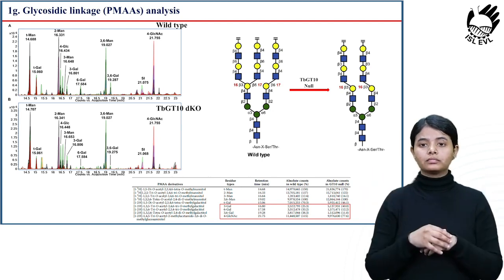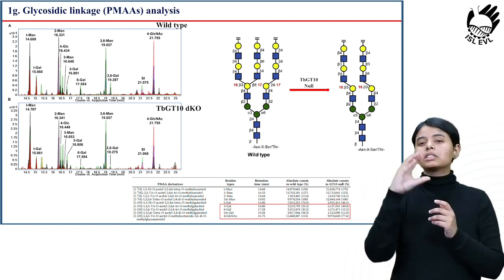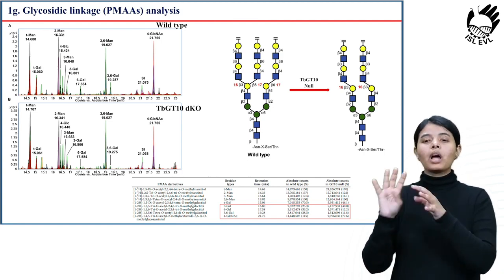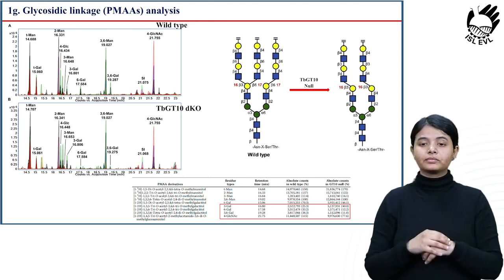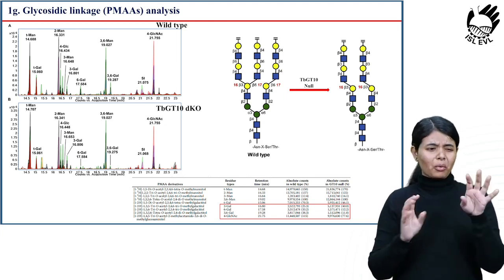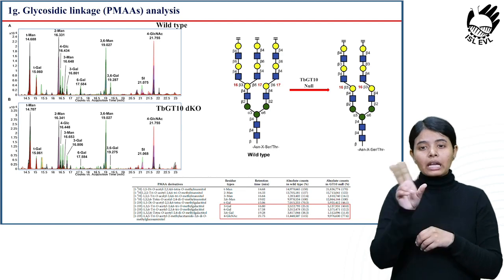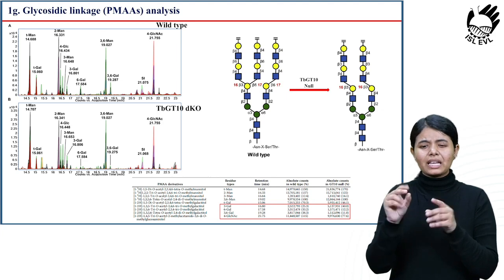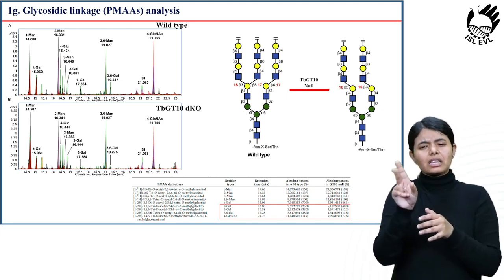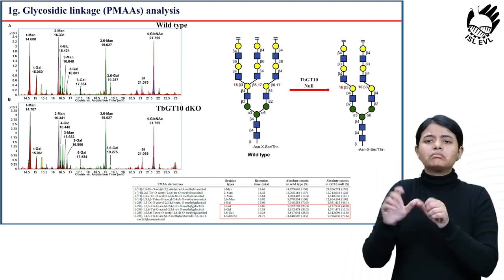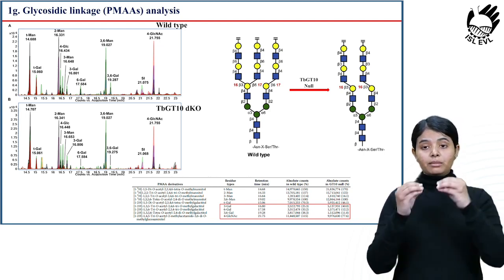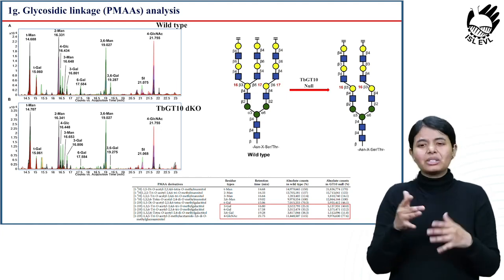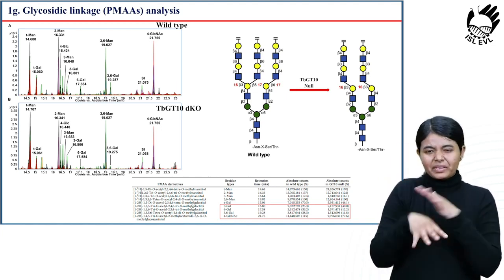And less of 3,6 gal in the knockout sample again suggests that there is no branching happening in the TBGT10 knockout cells. Or I won't say no, but the branching is highly reduced in the knockout cells. Means the branching point where you have one arm at the 3 position, one arm at the 6 position, and then these arms can be further branched into 2, and that's how you get a lot of polylactosamine repeats in the complex N glycans.